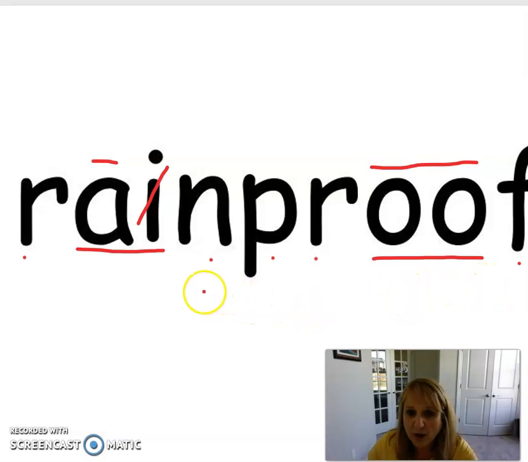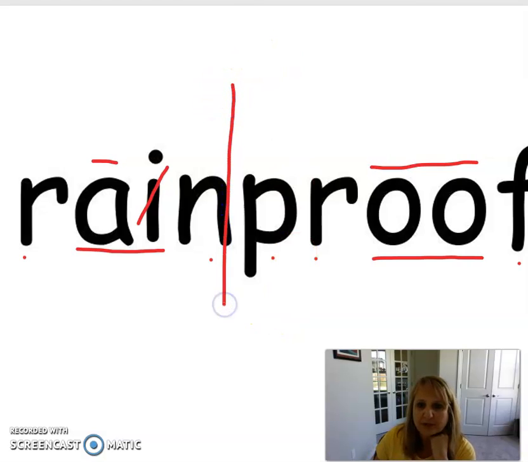Rainproof means that it won't get wet. So if you wear a raincoat or rain boots that are made kind of rubber, it keeps the water from getting you wet. They are rainproof. Where would we split that word at? Yes, it is a compound word, so we're going to split it right between the two words, rain and proof.